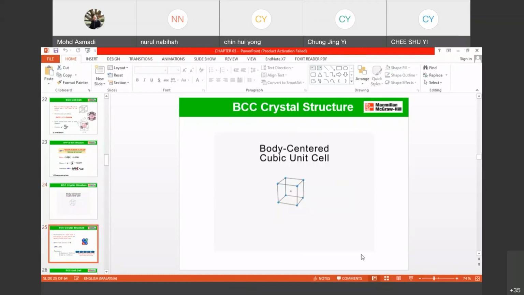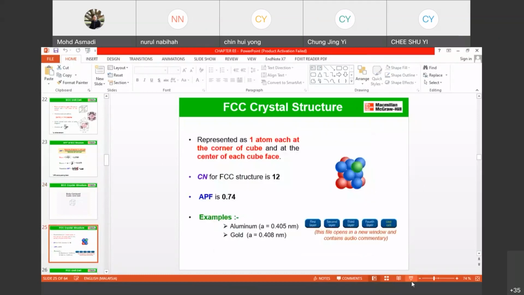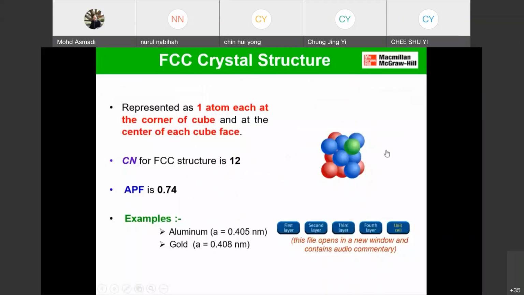Okay, let's see the FCC. It represents one atom each at the corner of the cube and at the center of each cube face. That's why we call it face-centered cubic. There is an atom at each cube face. In FCC the coordination number is equal to 12, and the atomic packing factor becomes 74% because there is an additional atom at the face, so the void is reduced. Examples are aluminum and gold.